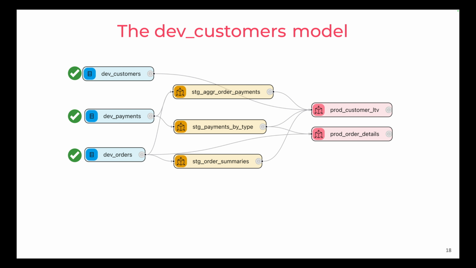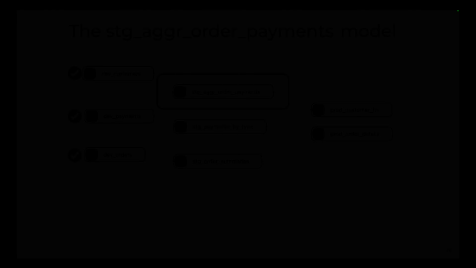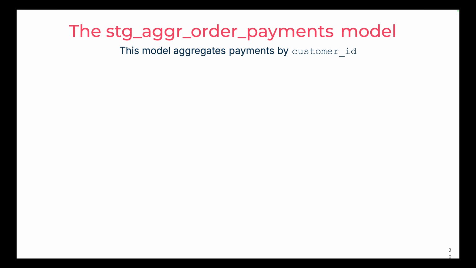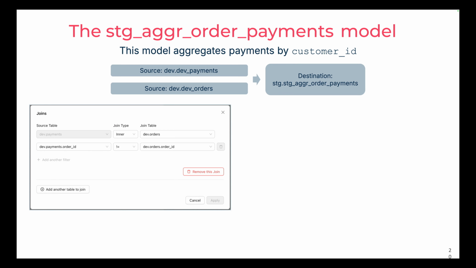Great that you're done with dev customers. Now let's look at the staging aggregated order payments model. Now this model aggregates payments by customer ID. So we need not one but two tables. We will take dev payments and then join it with dev orders. The destination is going to be staging underscore aggregation underscore order underscore payments. So this is how the join configuration will look like in Visitran, which we will see in just a bit.